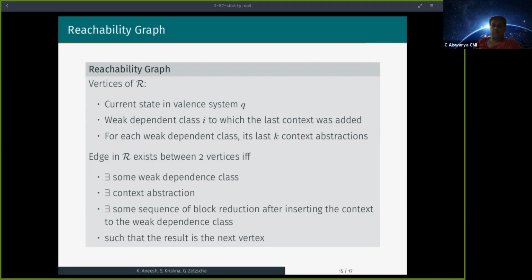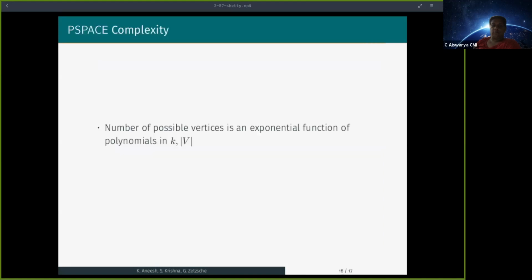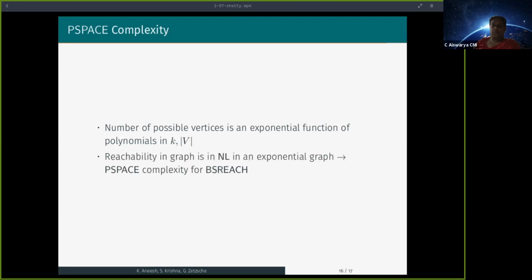In this graph, we start from a state with all contexts empty and valence system start state, and we want to reach all contexts empty and valence system end state. Now, by a worst case calculation, one can observe that the size of the reachability graph is an exponential function of polynomial terms of k and the number of symbols in the graph monoid. Thus, our problem is reduced to reachability in an exponential graph, which is known to be in NL, so the reachability is in p space in k and the number of symbols.